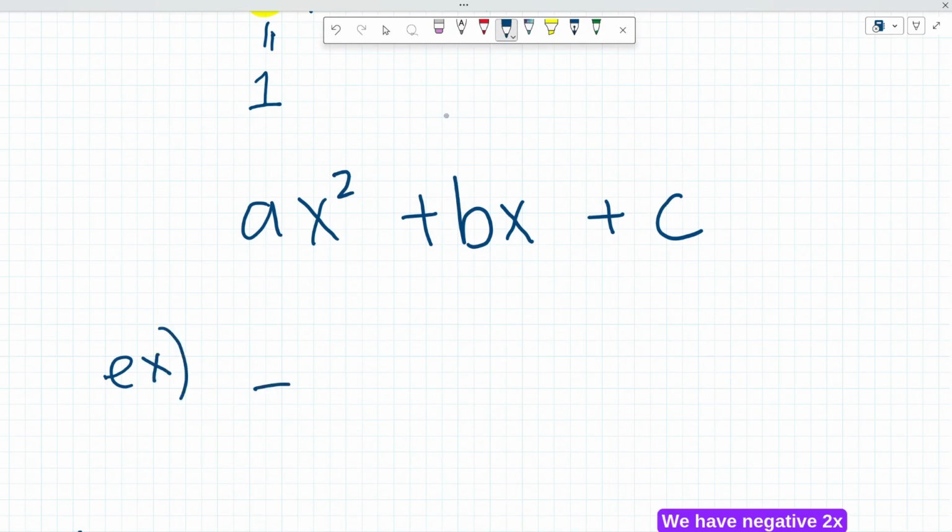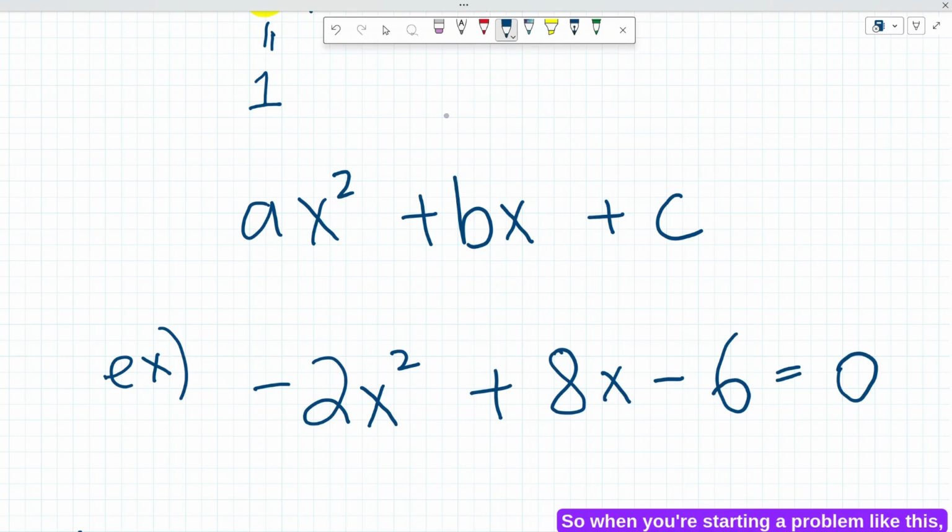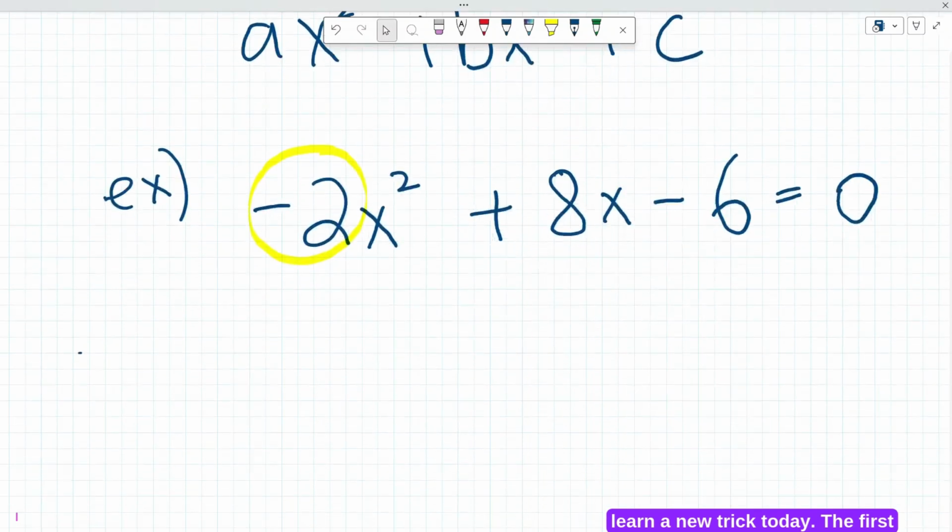We have negative 2x squared plus 8x minus 6 equals 0. So when you're starting a problem like this, always look at what your leading coefficient is. Here it is negative 2, so we can't use the same trick that we did in the last video. So let's learn a new trick today.